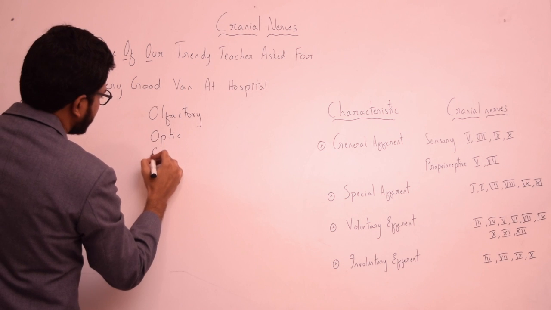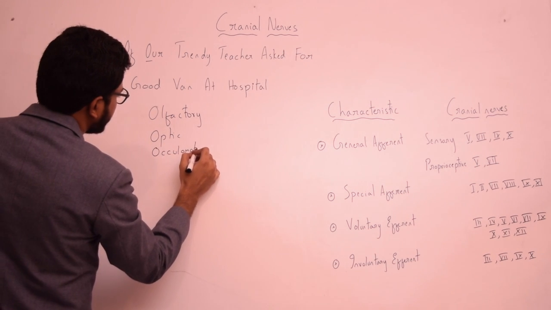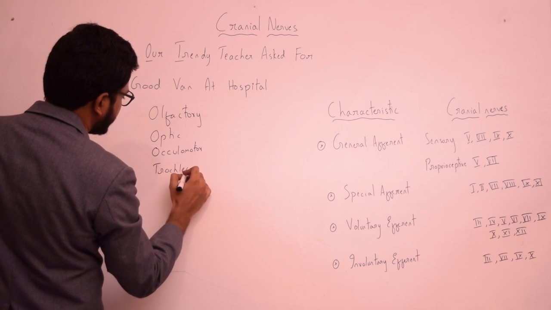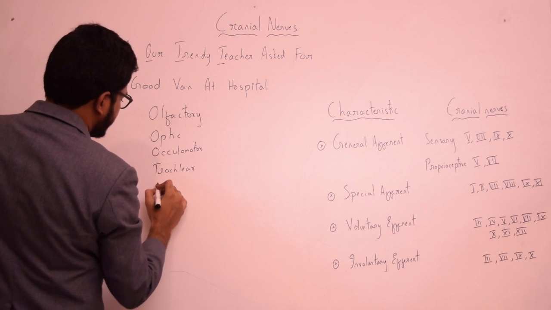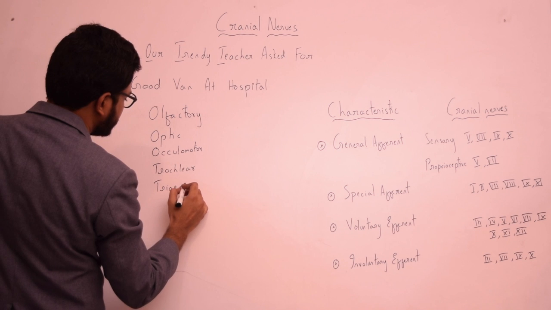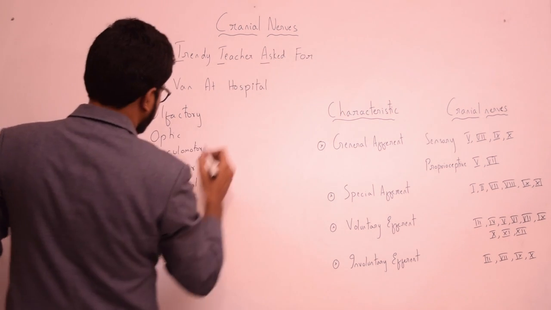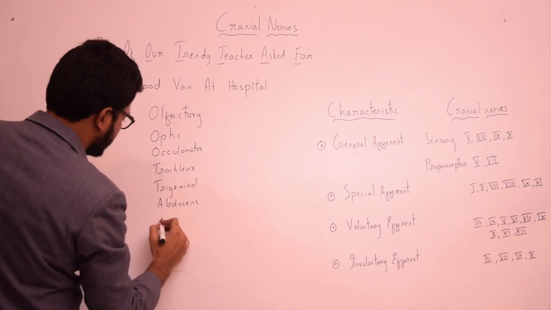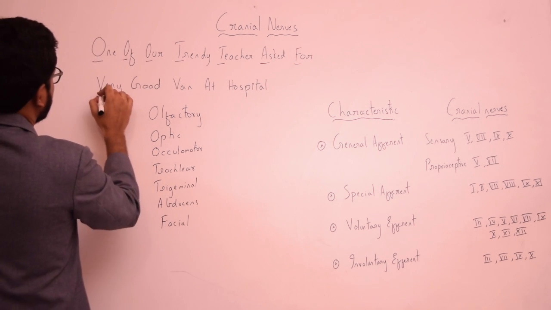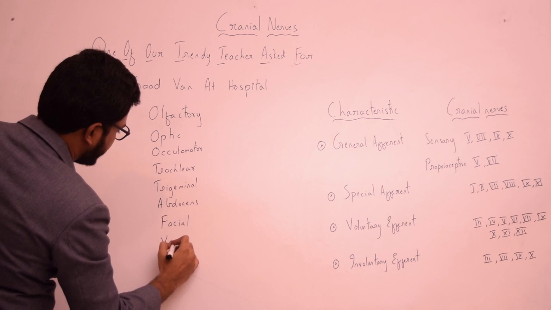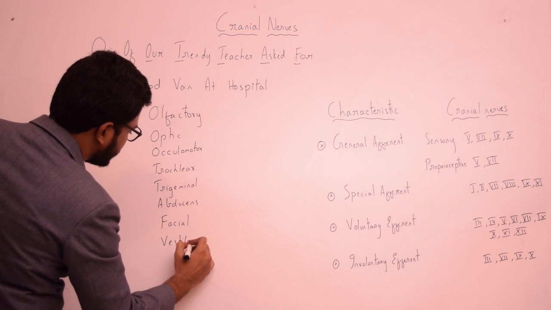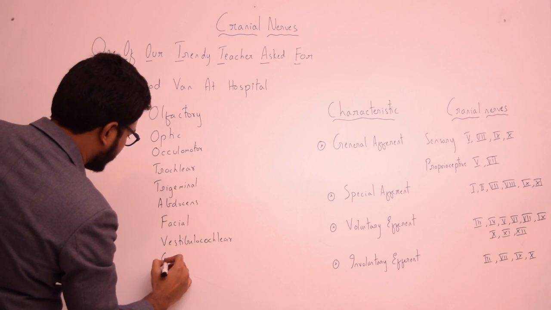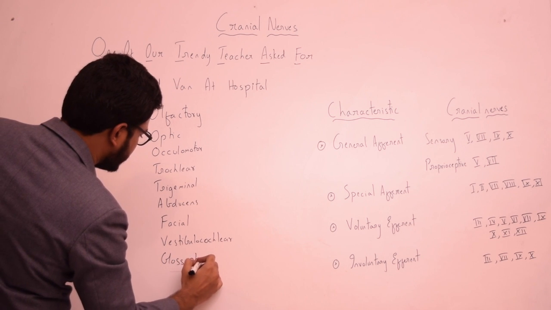The third O stands for oculomotor. TR stands for trochlear, and the next T stands for trigeminal, and A stands for abducens. F stands for facial nerve. V stands for vestibulocochlear or auditory nerve, and G stands for glossopharyngeal.